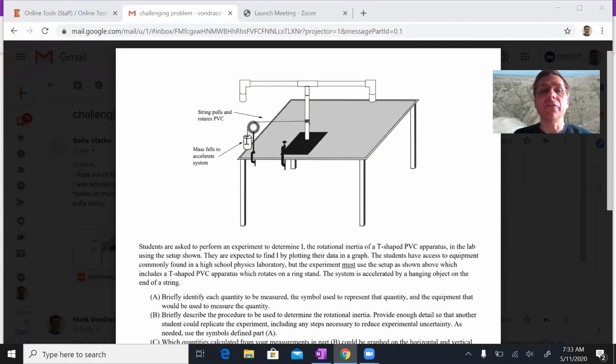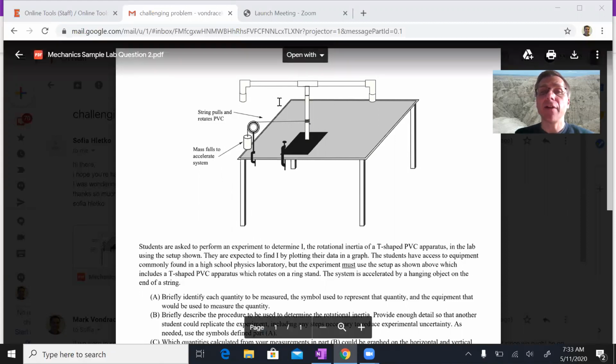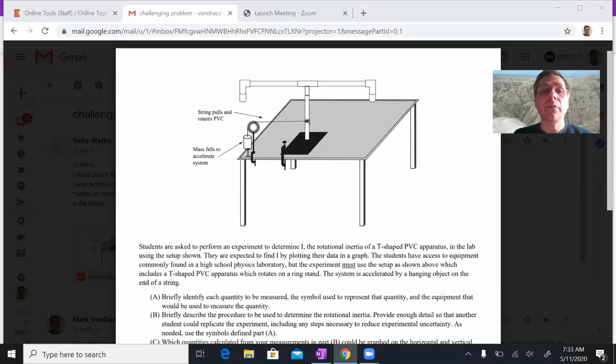Presumably this hanging weight is heavy enough that when you release it from rest, it'll start to fall. It'll start to accelerate straight down, and that linear motion of the hanging mass causes the contraption to spin. One assumption that we can make up front is that as long as this hanging mass is falling straight down and accelerating, it'll be a constant acceleration.